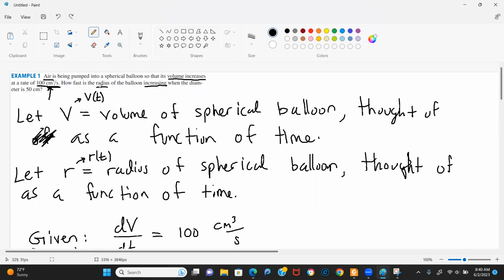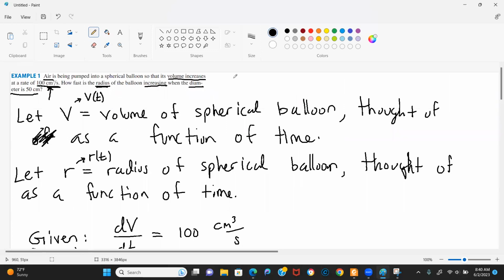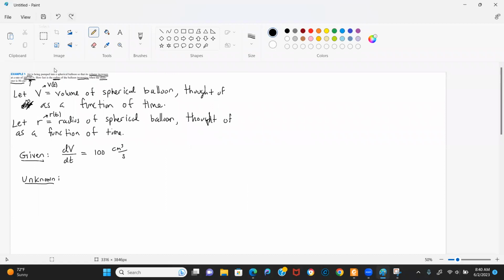And so what is the unknown? We want to know how fast the radius of the balloon is changing when the diameter is 50 centimeters. I should have written this up here. Let me, before I write down these givens and unknowns, get rid of this for a second. Throw this to the side and delete it.